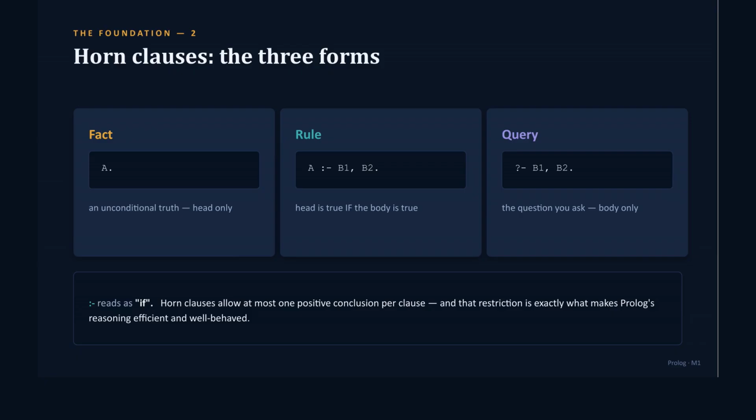Everything in a Prolog program is one of 3 kinds of Horn clause. A fact is an unconditional truth, just a head, ending in a period.